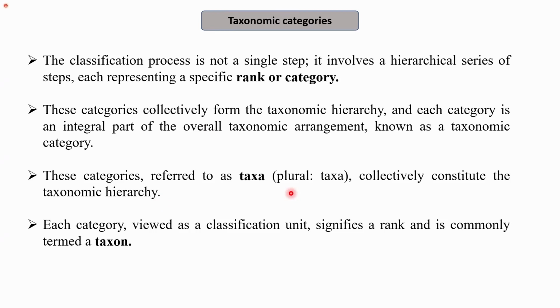Each category viewed as a classification unit therefore signifies a rank. A rank is commonly termed a taxon, which is singular, and taxa is the plural term. So whenever we classify any organism, the categories which we use to classify that organism represent a rank or a category or a taxa, or in the singular sense, a taxon.